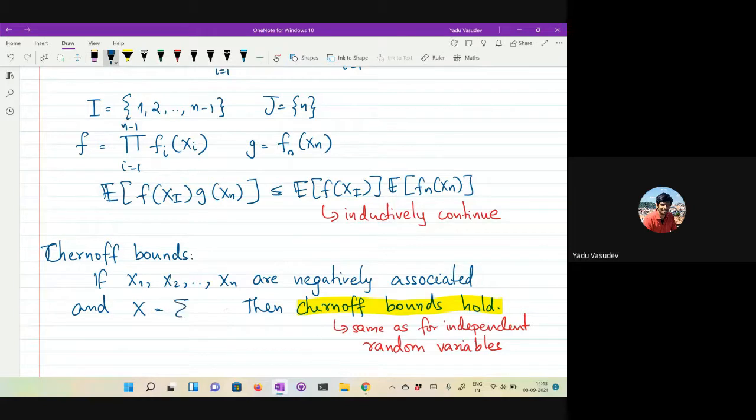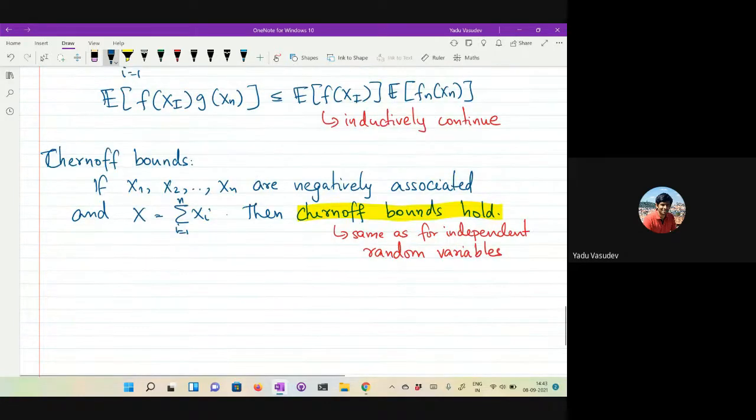X is summation xi. Okay. And the proof is also not very hard to see. If you recall, how did we do the proof for this? So we had this idea, right? The proof was to use the moment generating function.